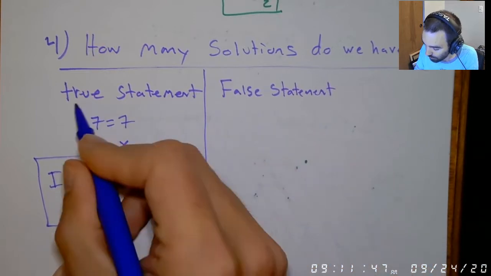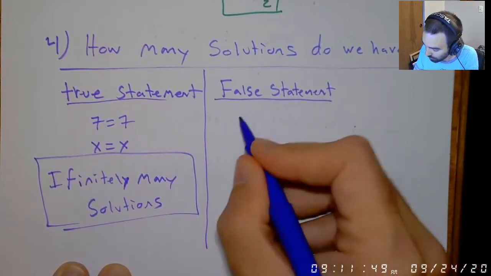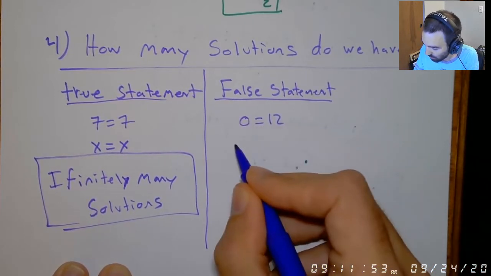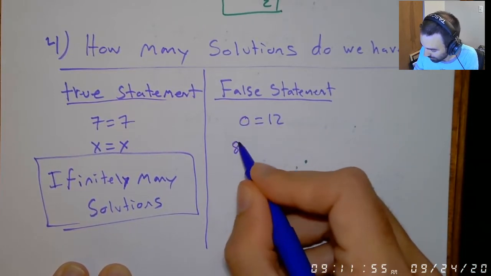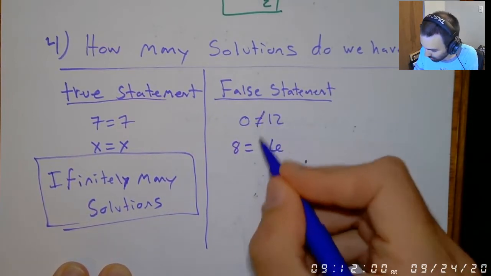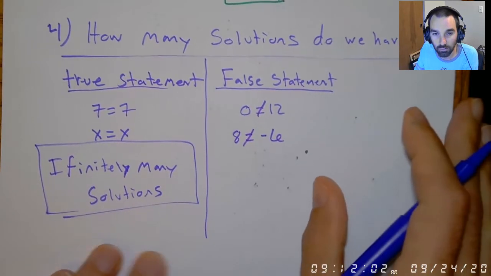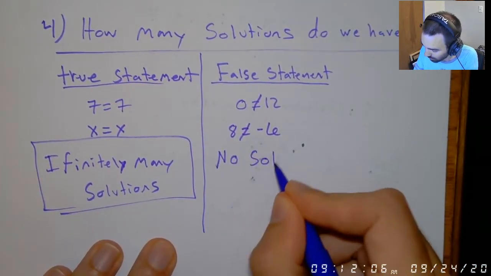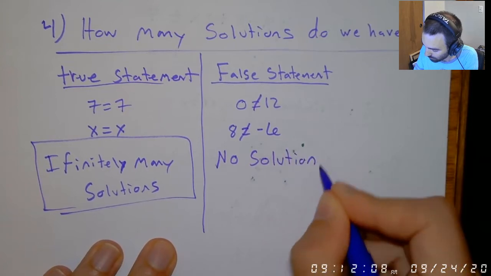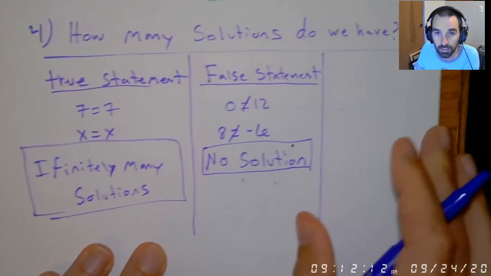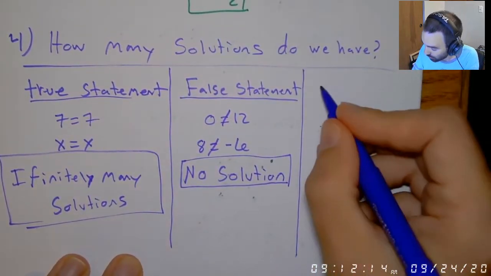What if we have a false statement? A false statement would be like 0 equals 12, or 8 equals negative 6. These are not true. So here we would say there is no solution. And then our last one is one solution.